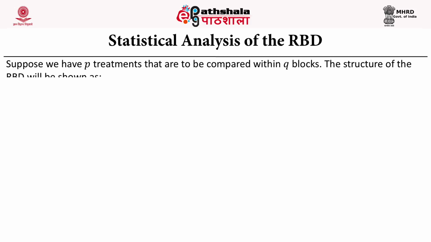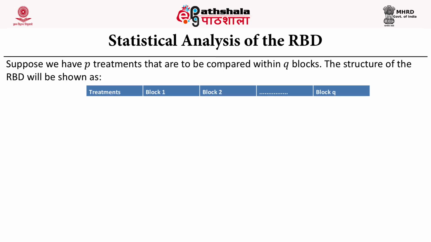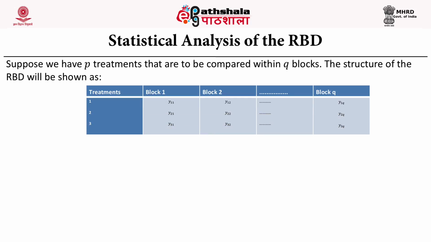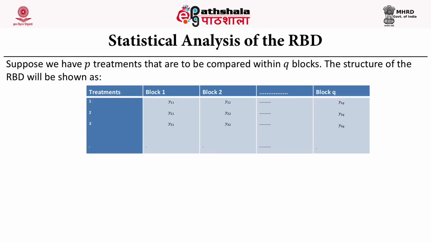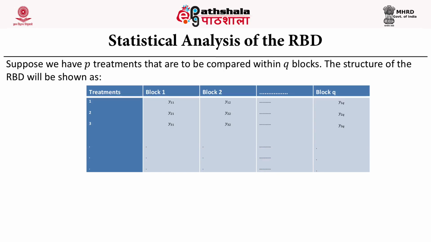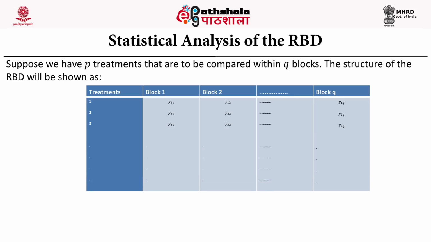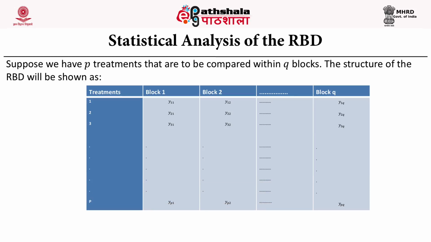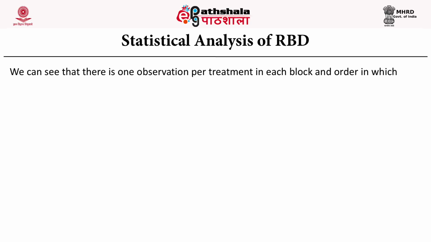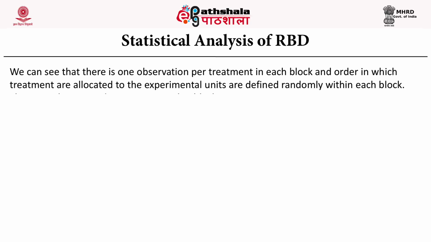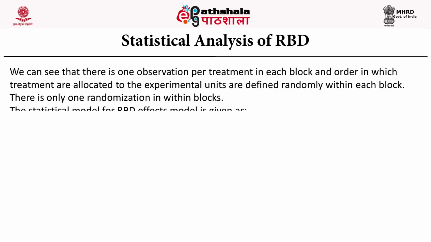Suppose we have P treatments that are to be compared within Q blocks. The structure of the RBD will be given in Table 1. In the first column we have the treatments, so we have P treatments, and in the first row we have Q blocks. The first observation, Y11, denotes the first treatment within the first block, and Y21 represents the observation of the second treatment in the first block, and so on. Similarly, we can see that there is only one observation per treatment in each block, and the order in which treatments are allocated to the experimental units is defined randomly within each block.